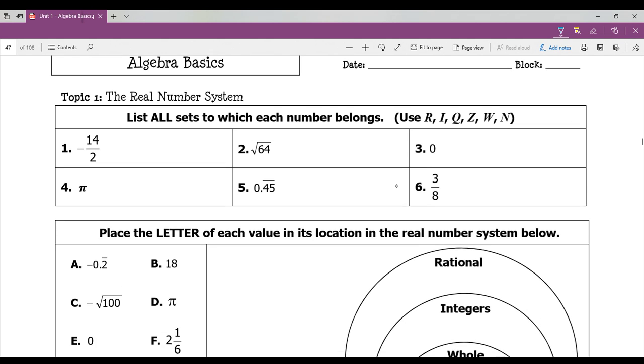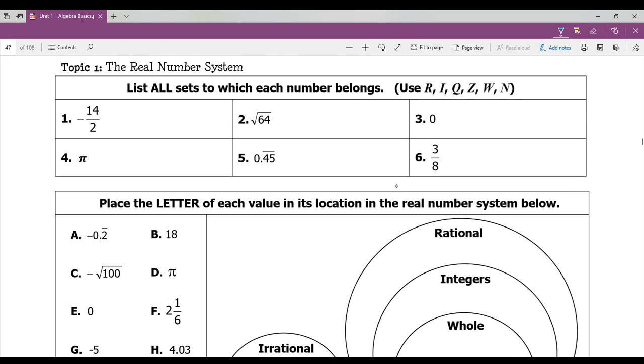So, let's get started with real numbers. So, we are asked to list all sets to which each number belongs. Okay? Now, this time we are going to be asked to list all of them out that they belong to. And so we have to remember what these letters mean. R stands for real numbers, and obviously these are all real numbers. I mean, we could go ahead and put an R next to all these.